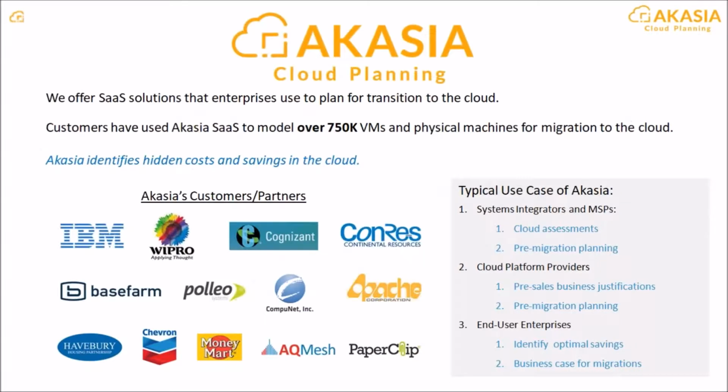So to give you a quick summary of what our company does, what our products are used for, we're a company that delivers software solutions, and we've built two SaaS solutions that enterprises use to plan for transitions to the cloud. In the last 12 months, we've modeled over 750,000 virtual machines and physical machines for migrations to the cloud. And based on all of that experience, we're able to present to you the best practices around identifying hidden costs as well as hidden savings in the cloud.